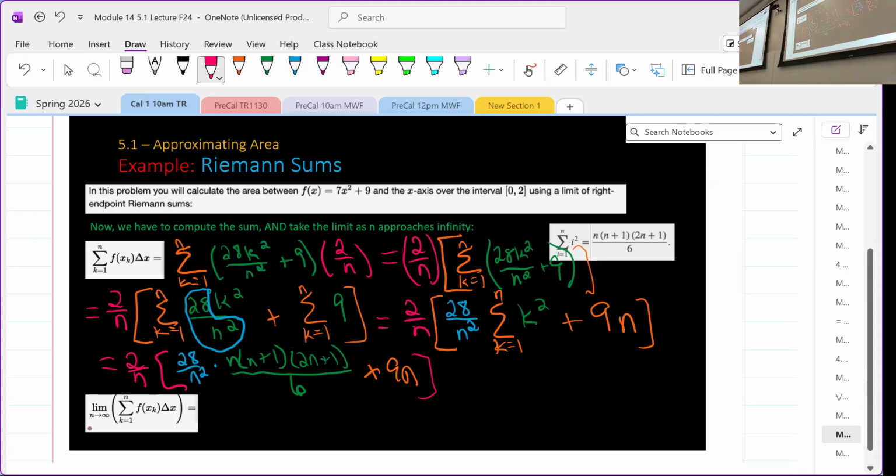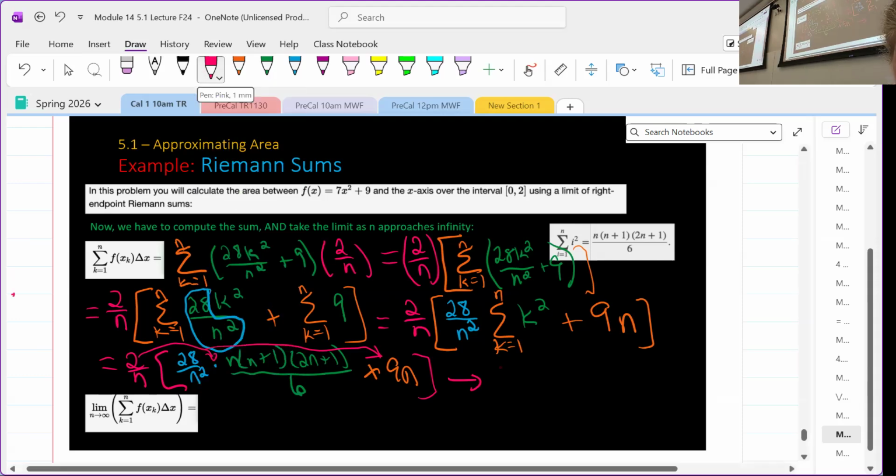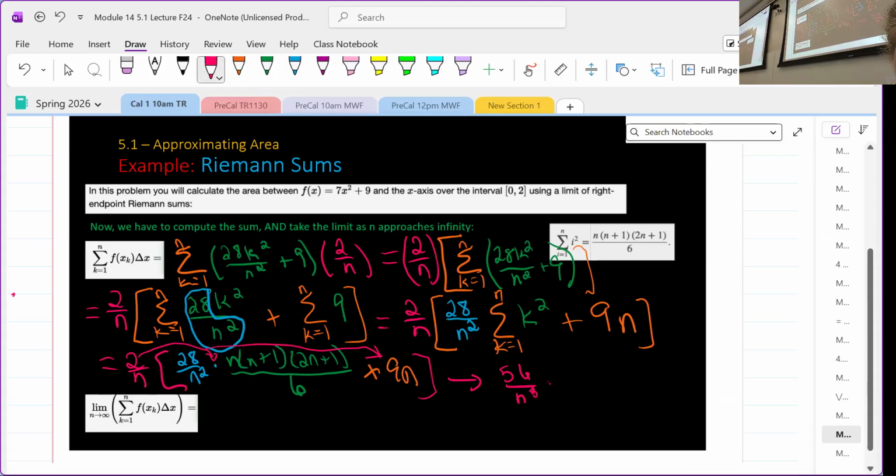Now, in order to be able to do the limit as n goes to infinity, at the very least, I need to distribute this 2 over n through. So that is into this first crazy product and over here times the 9n. So 28 times 2 is 56. So I have 56 over n cubed times the n times n plus 1 times 2n plus 1 all over 6.